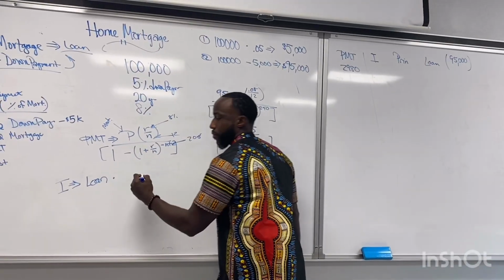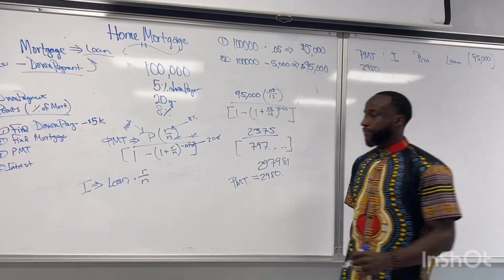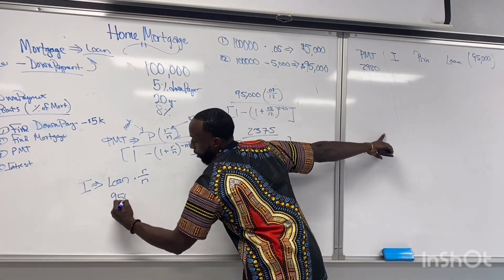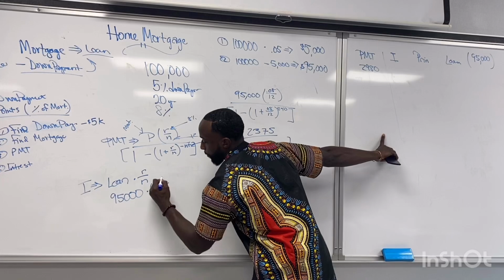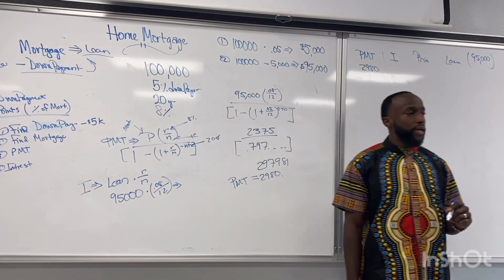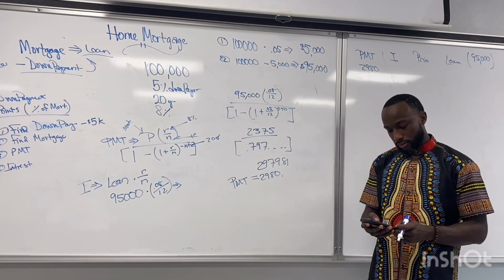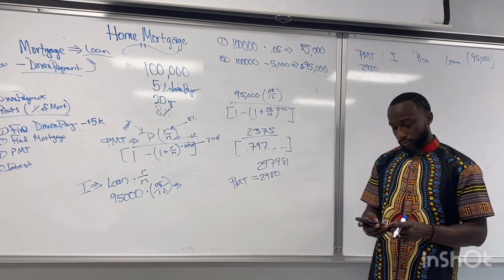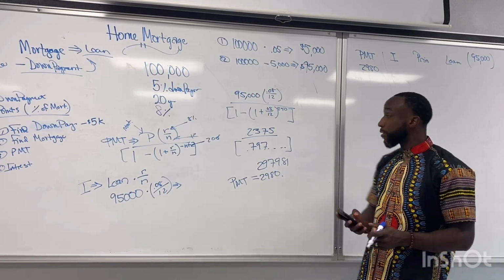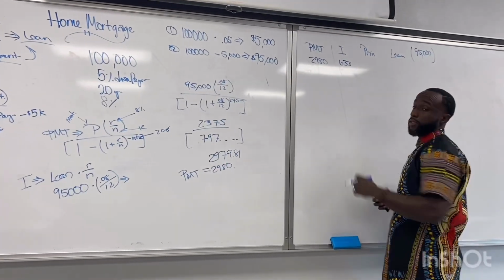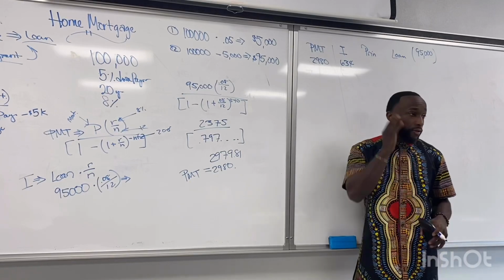times R over N. So your loan, just the first month, your loan is 95,000 times your rate, 0.08 over 12. That's going to give you the amount of interest that's going to be paid the first month. So that's 95,000 times 0.08 divided by 12. You get $633. Well, 634 if you round to the next dollar. 633 and some change.